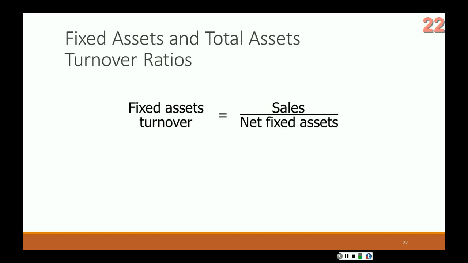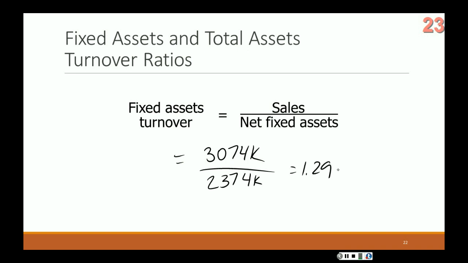To calculate the fixed asset turnover, that's sales over net fixed assets. For Bartlett Company, our sales are 3,074. We divide that by net fixed assets. Net fixed assets are on the balance sheet, the asset side, 2,374. And that's 1.29. Again, each of these ratios need to be compared to industry averages or against the firm itself over time. So you need to either do a cross-sectional or a time series analysis to make sense of any of these ratios.